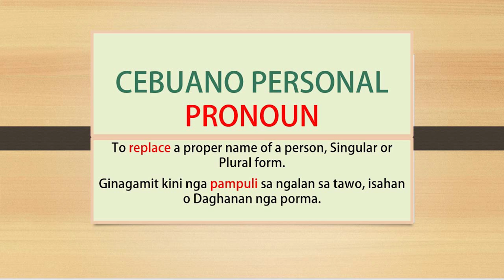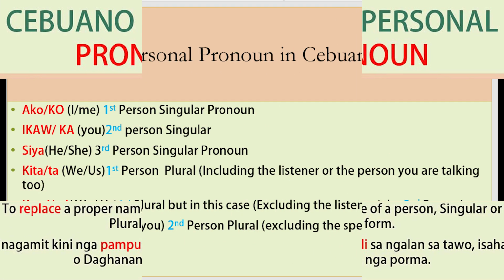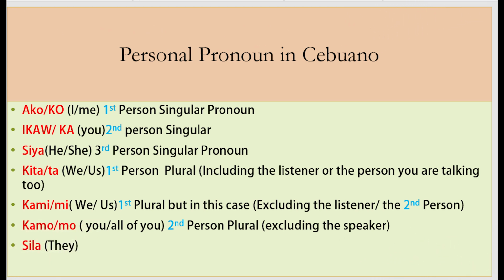So, in Cebuano naatay pito ka personal pronoun. Tulo ka singular pronoun ug upat ka plural personal pronoun. So, ang singular personal pronoun mao kini ang ako or ko, in English I or me. It is the first person singular pronoun. Next is ikaw or ka, you. It is the second person singular pronoun. Next is siya, he or she, third person singular pronoun.